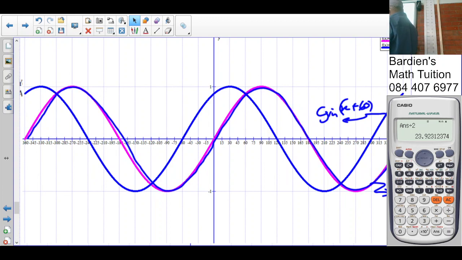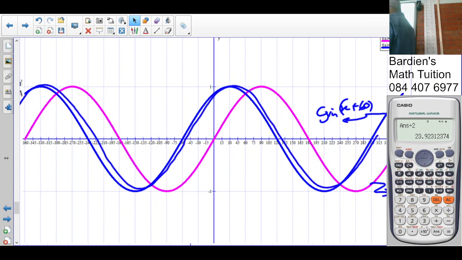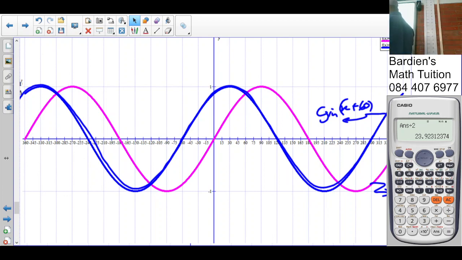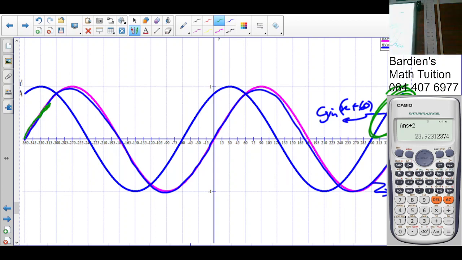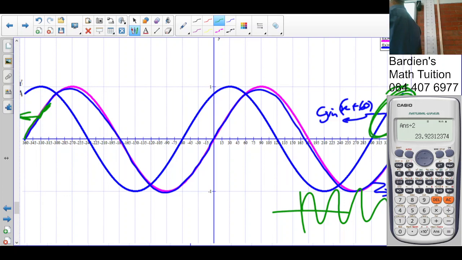What's happening to the graph? It shifts 60 degrees to the left. You can see it's exactly the same graph. If I extend this part of the graph here, then that part will fall exactly onto it. And this part of the graph is being cut off as the graph is moving that way. Remember, they wanted only from negative 360 to 360. But this graph also carries on all the way to infinity on that side, and on this side as well.